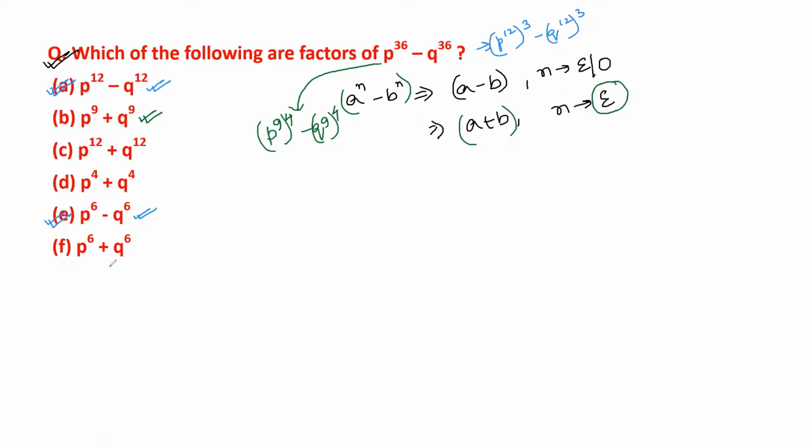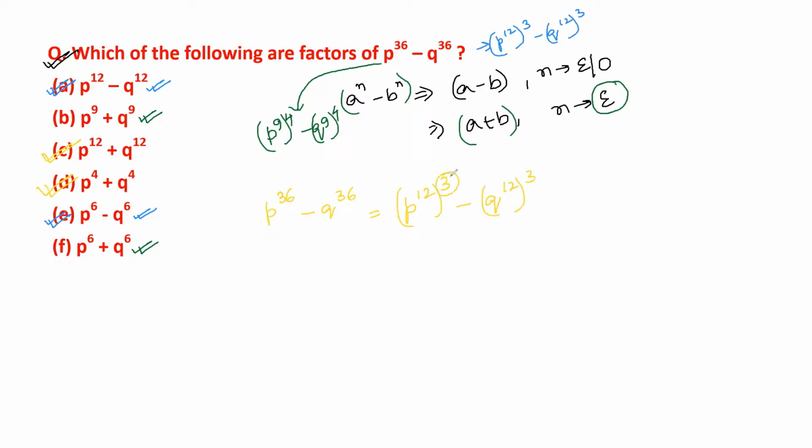In a similar way, p^6 plus q^6 will also be one of the factors for this p^36 minus q^36. But p^12 plus q^12 and p^4 plus q^4 won't be factors of p^36 minus q^36, because p^36 minus q^36 can be written as (p^12)^3 minus (q^12)^3.